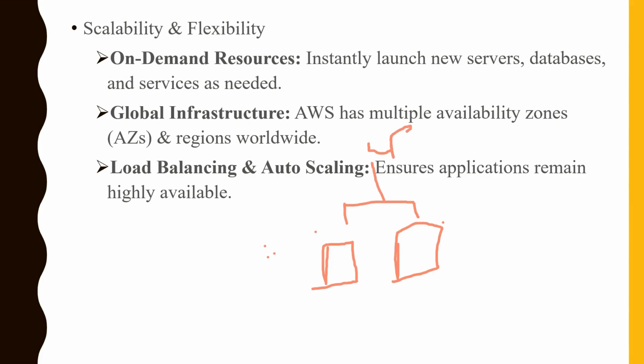So what my LB will do is distribute the traffic, whatever is coming from the client. Whatever traffic I am getting, I am going to distribute it equally to the servers, server 1 and server 2. So this is what is going to happen.